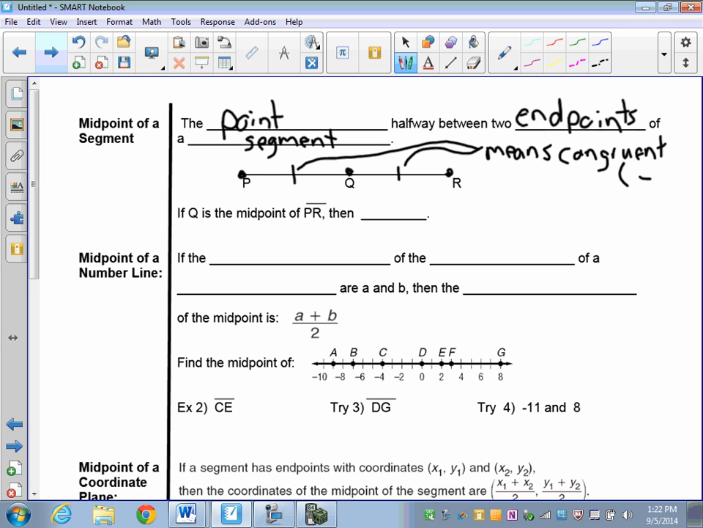And remember, the symbol for congruent was the equal sign with the tilde on top. Congruent just meant equal. The congruent sign even looks like equal. So I'm going to have segment PQ is congruent to segment QR. So all midpoint does is cut segments in half. A related note is the midpoint of a number line.